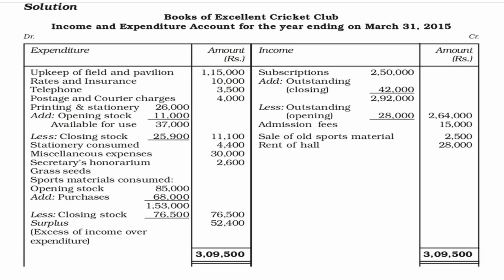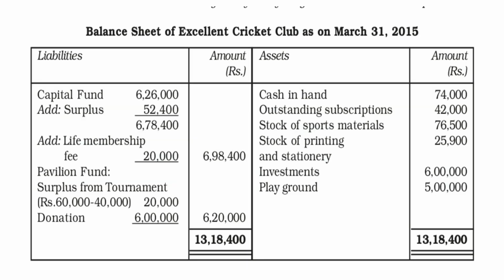Now let's balance the income and expenditure account. The amount is more there on the income side. Therefore, there is excess of income over expenditure, that is surplus, that is rupees 52,400, and now the account is totaled, and the total on both the sides, it is 3,09,500. Now let's move to the balance sheet. The heading it is Balance Sheet of Excellent Cricket Club as on March 31st, 2015.